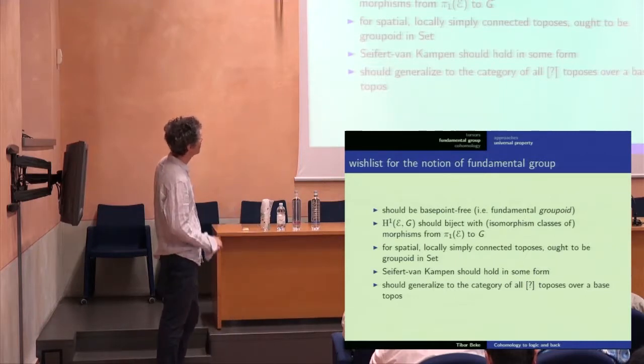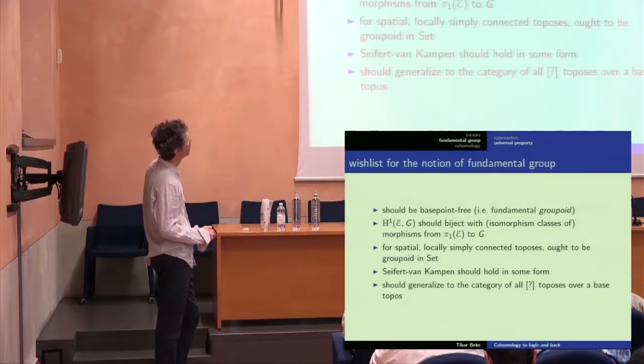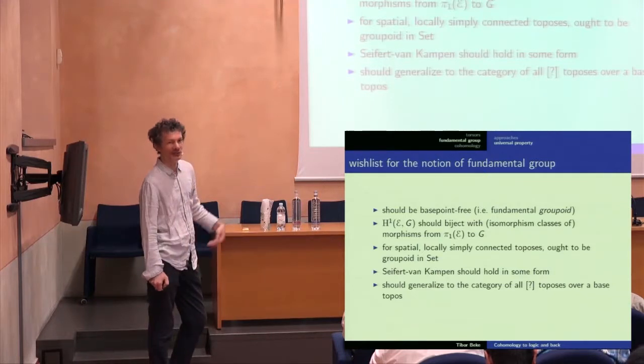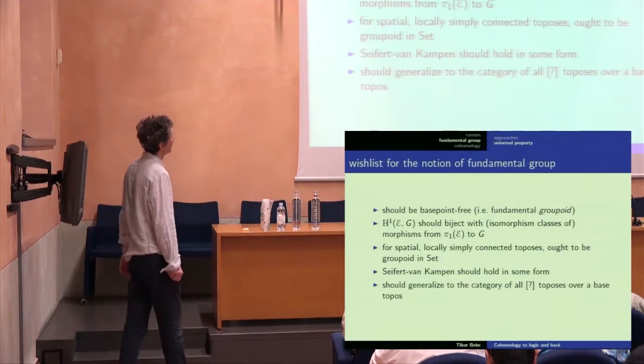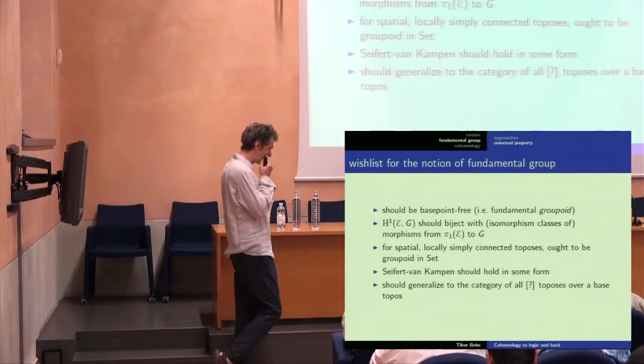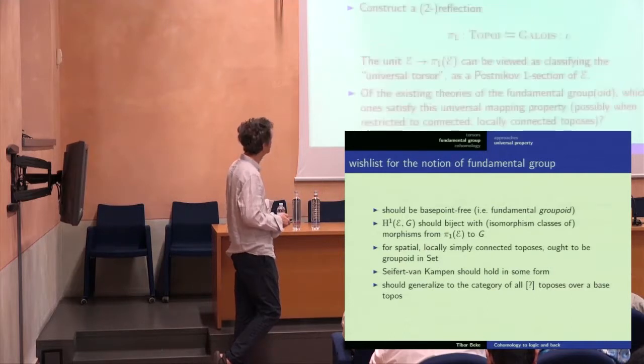It ought to be compatible with the existing theories, and it ought to be a fundamental groupoid, something that Grothendieck also emphasized. Of course, there are a lot of cases when it's a fundamental groupoid already. But like I said, I want to skip over this and think about the higher cohomology groups.